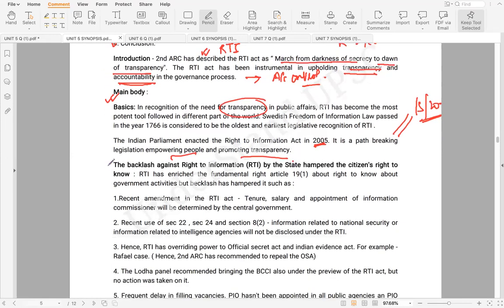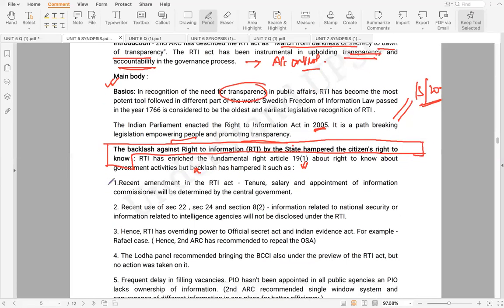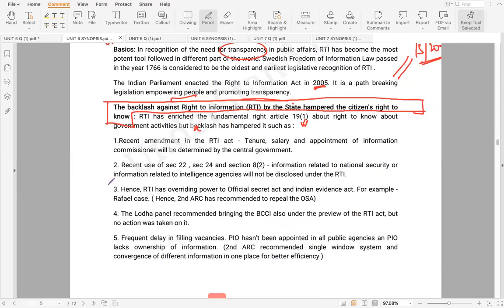Now you're directly hitting upon the demand of the question. The backlash against RTI by the state hampered the citizens' right to know. RTI has enriched the fundamental right, Article 19(1), about the right to know about government activities, but backlash has hampered it. So, what are the backlashes by the government in terms of RTI?